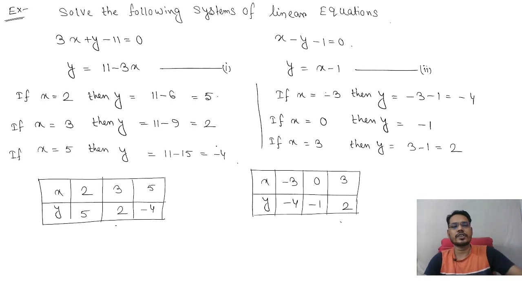Now in the first equation, if x is 2, y will be 5. If x is 3, y will be 2. If x is 5, y will be minus 4. Then put the values in the table. And in the second equation, if x is minus 3, y is minus 4. If x is 0, y is minus 1. And if x is 3, y is 2.